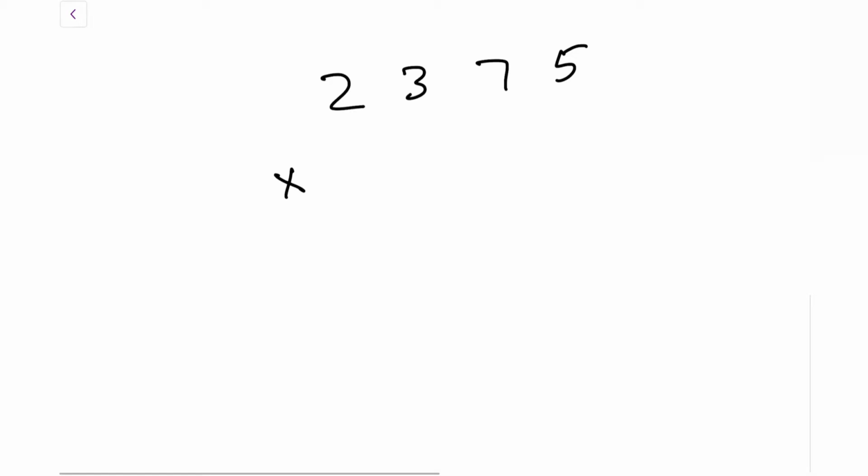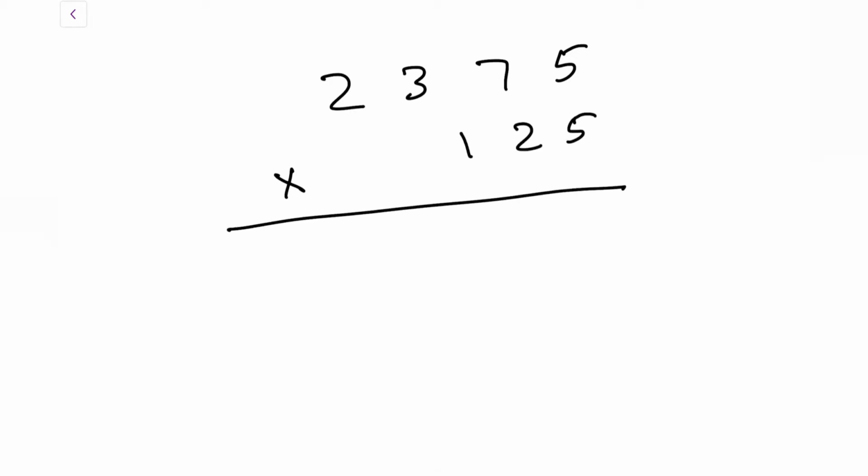2,375 multiplied by 125. Alright. So let's start with 5, which is in the ones place. 5 5s are 25. 5, 2 gets carried forward. 7 5s are 35 plus 2, 37. 5 3s are 15. 15 plus 3 is 18. 1 gets carried forward. 5 2s are 10. 10 plus 1 is 11. That's your first row.